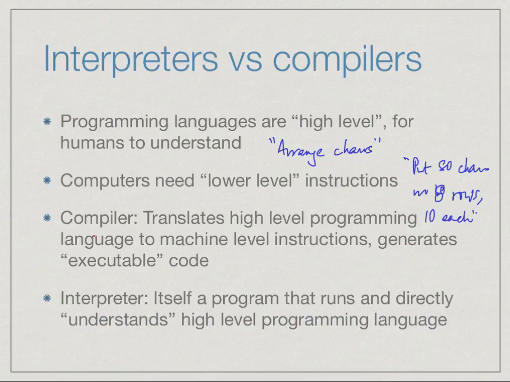So a compiler is a program which takes a high-level programming language and translates programs in that language to a machine-level programming language. So it takes a high-level program in C or C++ or Java or something, and produces something which a machine can directly execute.